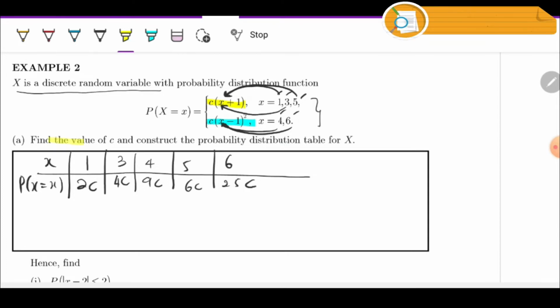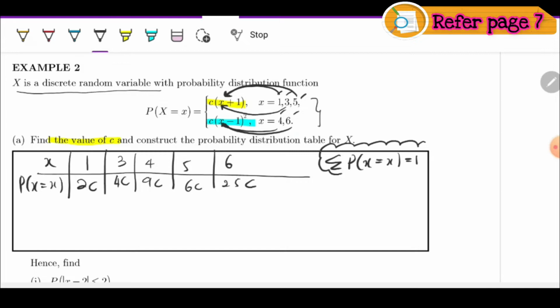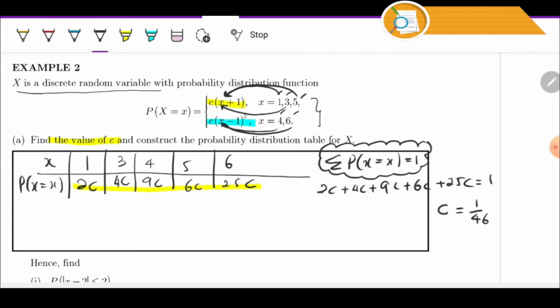The question asks you to find the value of c. So you must remember the important condition for a discrete random variable that I mentioned in the previous video: the summation of the probabilities must equal 1. So to find the constant c, we add up all the probabilities and set them equal to 1. So 2c plus 4c plus 9c plus 6c plus 25c equals 1, and the value of c is 1 over 46.